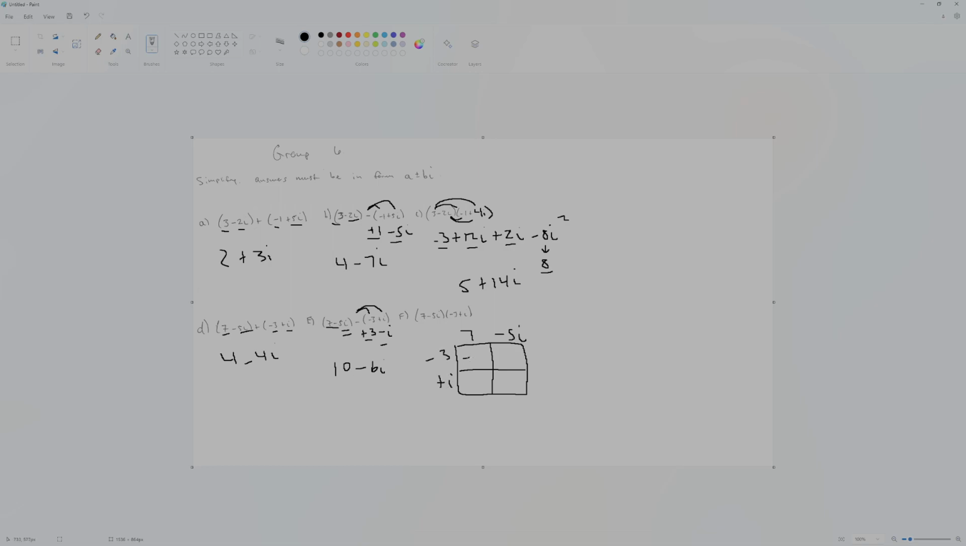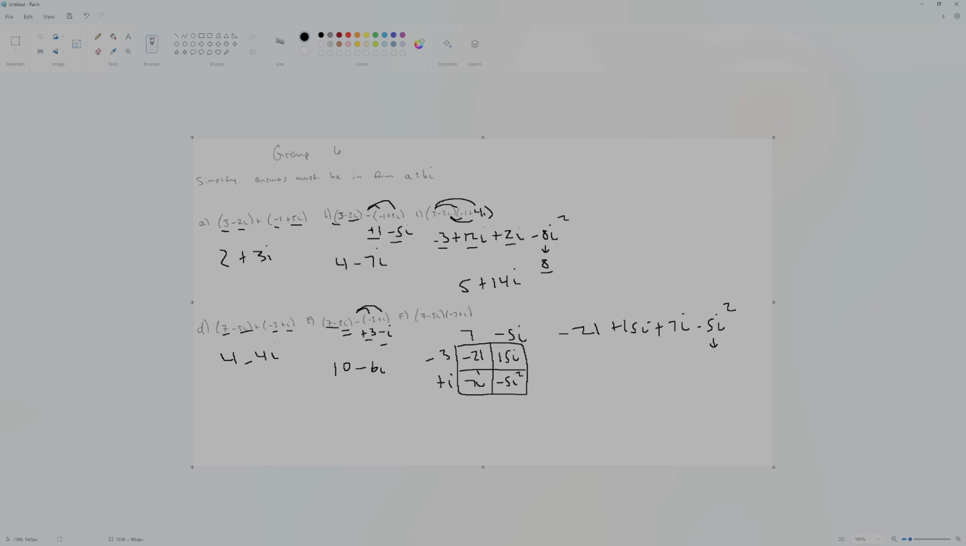7 times negative 3 is negative 21. Negative 3 times negative 5i is a positive 15i. 7 times i is 7i. And i times negative 5i is negative 5i squared. So you get negative 21 plus 15i plus 7i minus 5i squared.